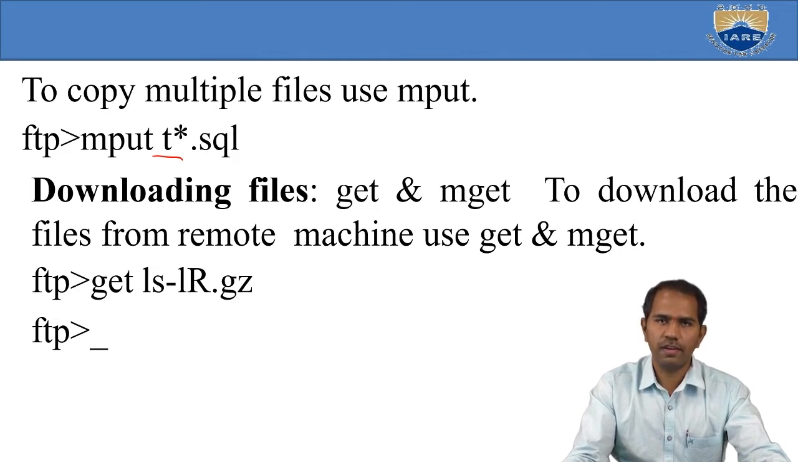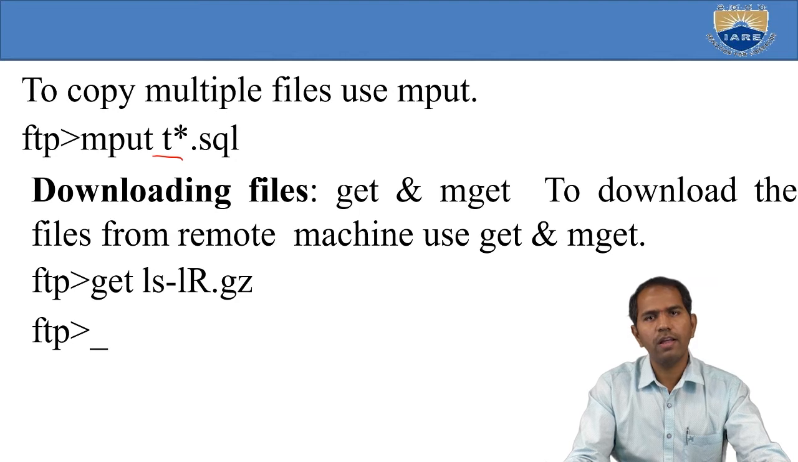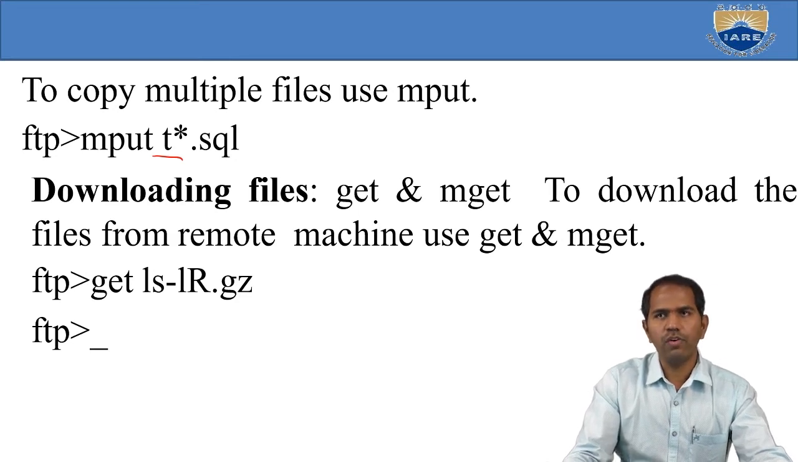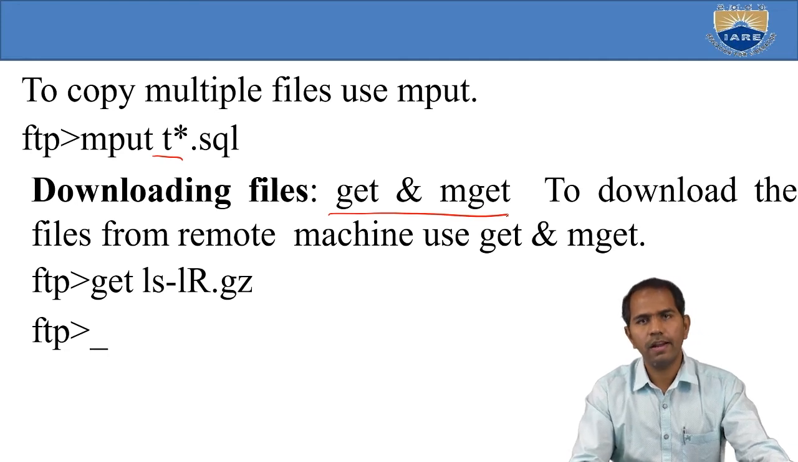Extension should be in SQL. So all these files should be transferred from our machine, the source, to the remote machine. That is one way. And the second thing is downloading. First one is uploading a file. Now I want to download files. Use the commands get and mget.